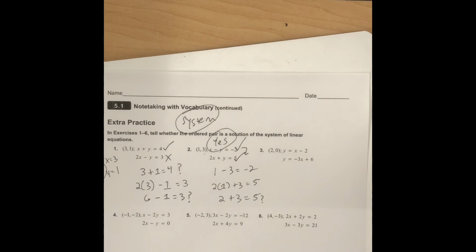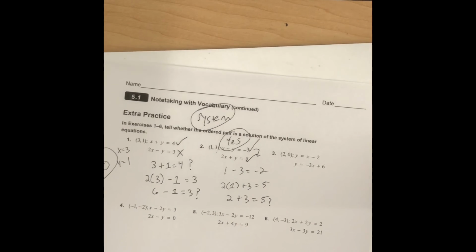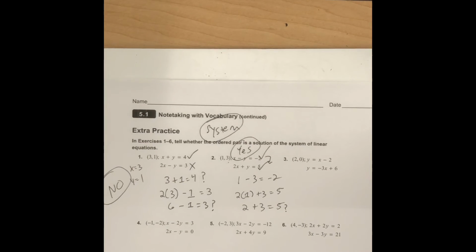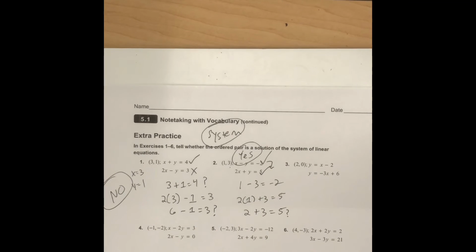So look at number 3. If you don't have your Green Student Journal, write it down. Tell me yes or no. Do we have a system of equations? I will do it and then put it in the chat. And don't peek at the chat.